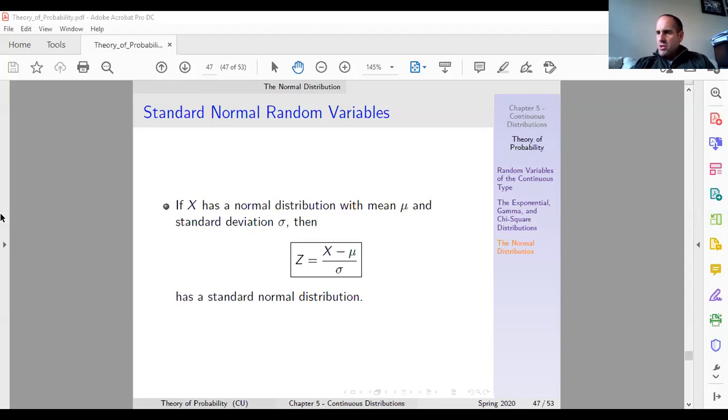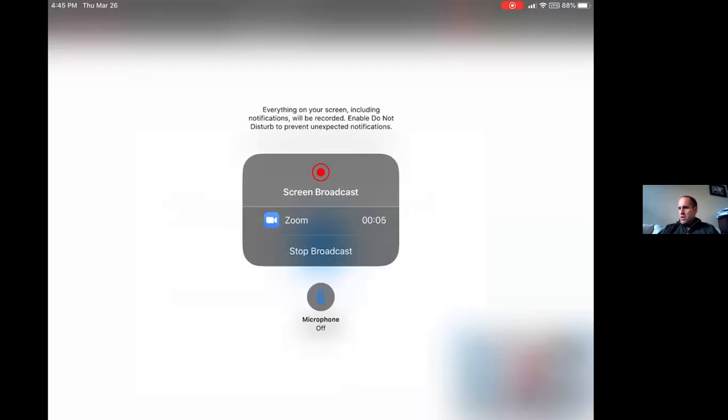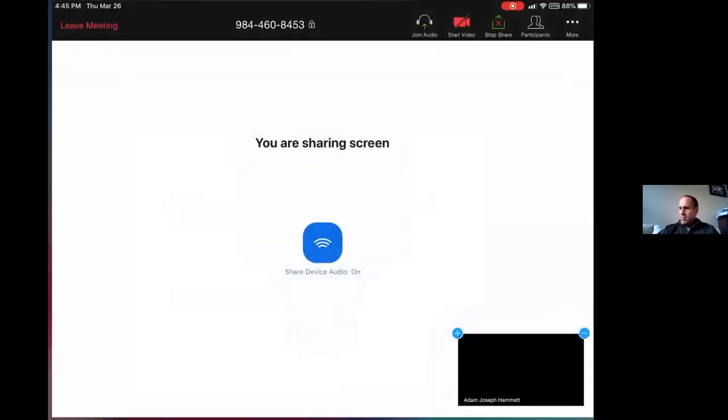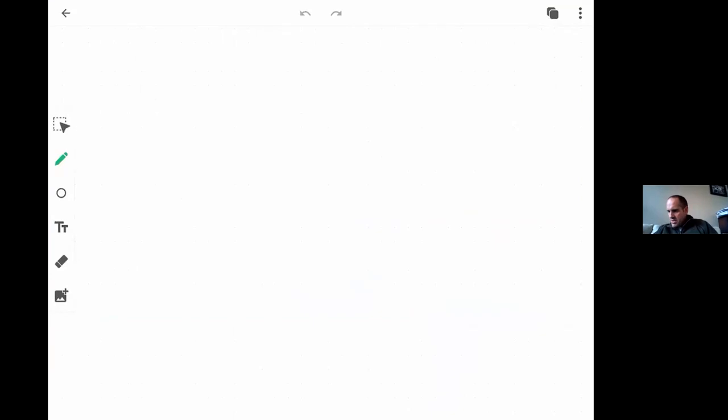Okay, so first of all, let me just say that it is critically important that you understand what it is that Z is actually telling you, okay? So that's why I want to spend some time on this at the very beginning. So let's do that. On the front end, X, we're assuming, has the normal distribution with mean mu and standard deviation sigma, okay?